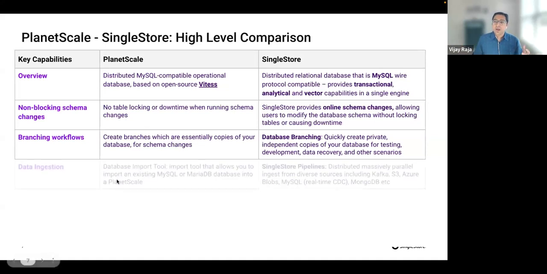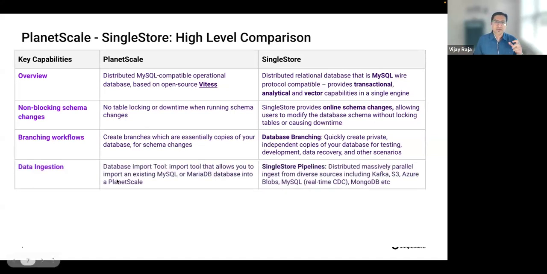Okay. Now, here is where things start to get a little divergent. Let's talk about some of the other key capabilities or features that customers ask for. One of the key ones is definitely data ingestion, right? How do you easily bring data into the database? PlanetScale has something called a database import tool that allows you to import an existing MySQL or a MariaDB database into PlanetScale. Okay, so that's the key ingestion mechanism that they talk about.